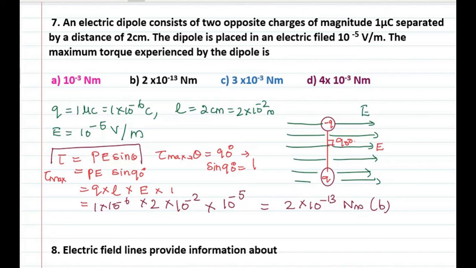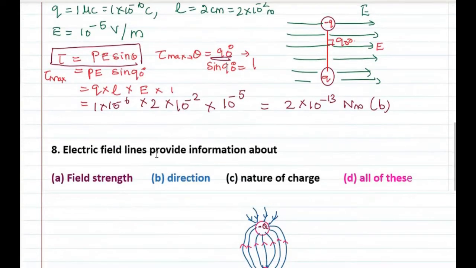So substitute in the torque formula: tau is equal to PE sin theta. Since they asked for maximum torque, we are substituting theta equal to 90 degree. If it is minimum torque, then you have to substitute theta equal to 0, because sin 0 will be 0.